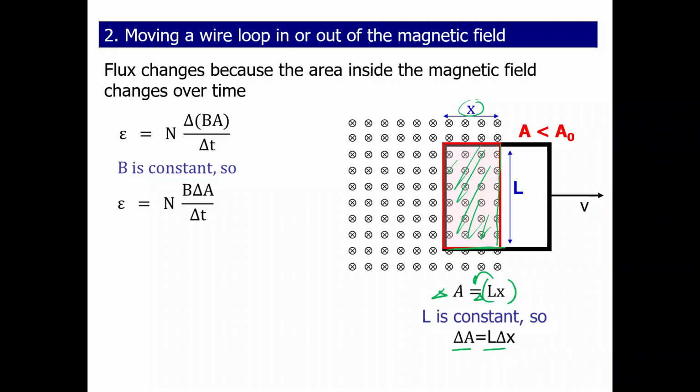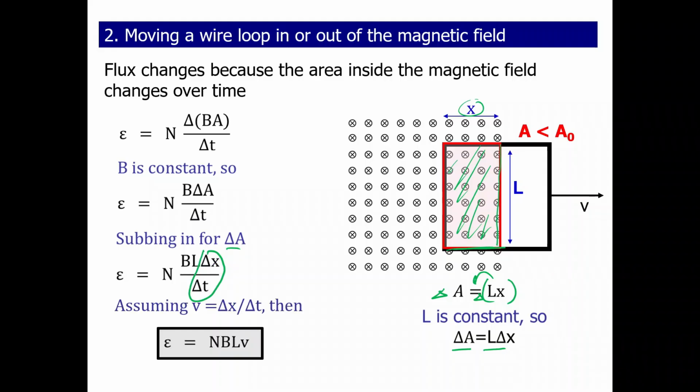You're like, well, why are we doing this? Well, the reason we're doing this is because we're going to introduce speed. So if you substitute that in, so sub in for delta A, you get BL times delta X. So what we have here now is delta X over delta T, and that speed is distance over time, basically. So what this tells us is that our induced EMF is equal to NBLV.